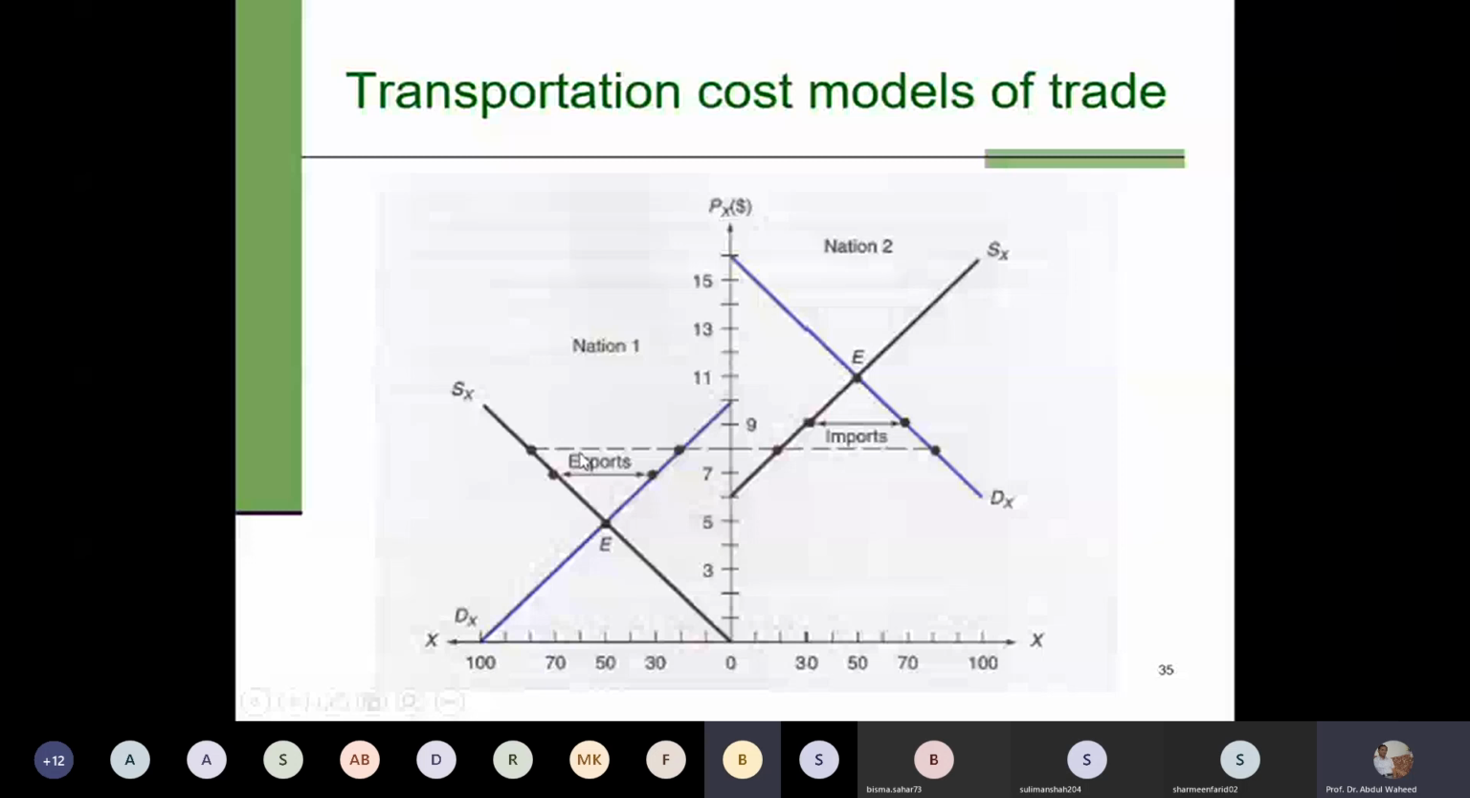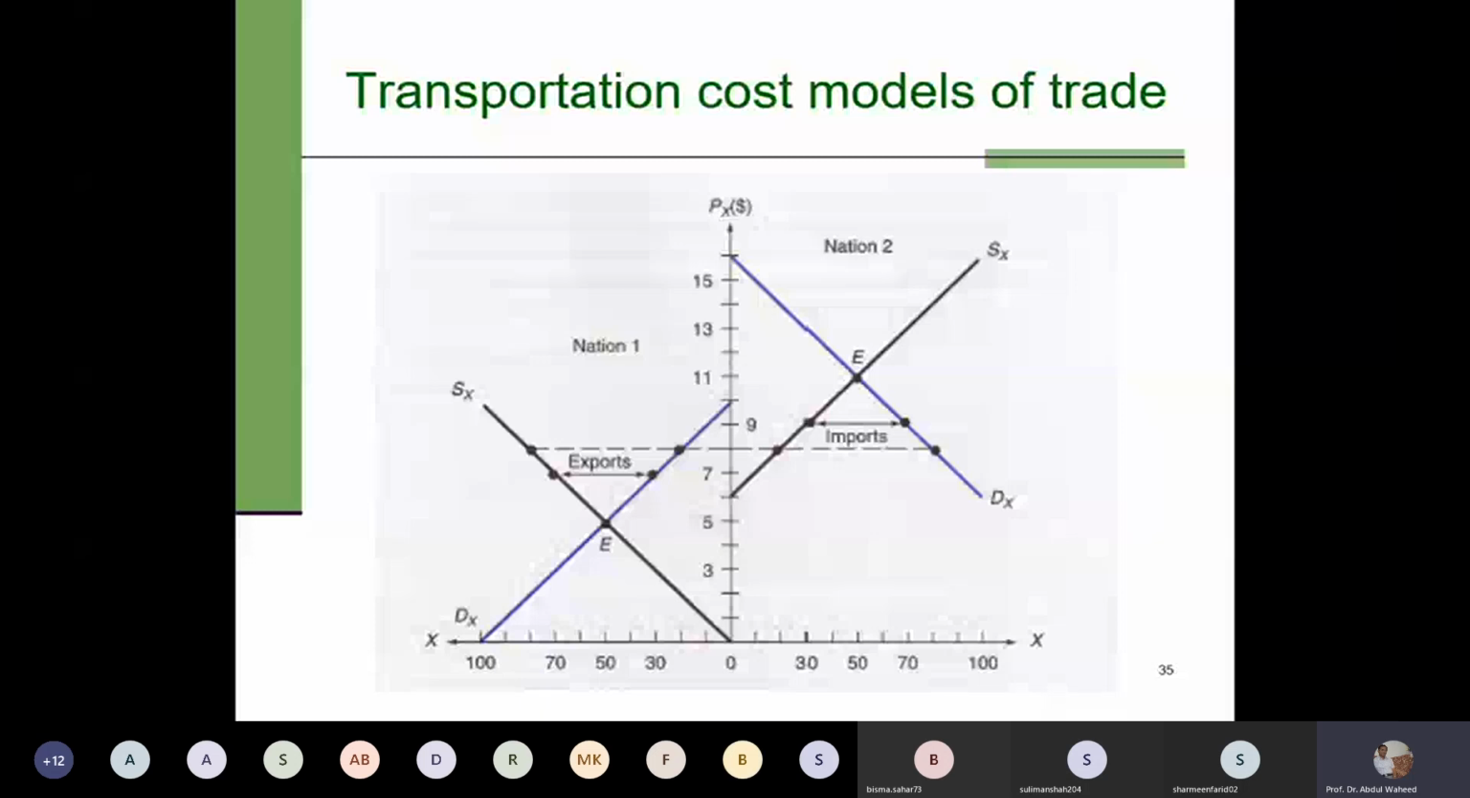Because there is no transportation cost, if $8 is the price in nation 1, the same $8 would be the price in nation 2. So at $8 quantity supplied in nation 2 is 20, quantity demanded in nation 2 is 80, so 80 minus 20 is 60, so 60 units of X would be imported. So again trade is balanced, but now we can see that the volume of trade has increased. Before, the trade was for 40 units, now the trade is for 60 units.